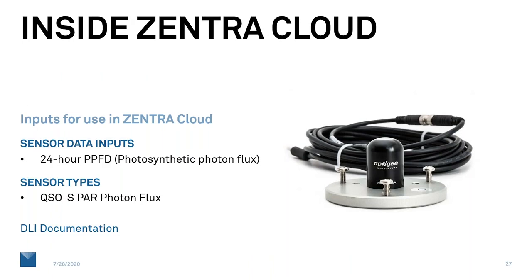Inside ZENTRA Cloud, to get this DLI model, you need a QSO parameter photon flux sensor. This sensor measures the photosynthetic photon flux, or in other words, the solar energy coming to your specific installation site. This is a sensor made by Apogee, but it's compatible with our data loggers.